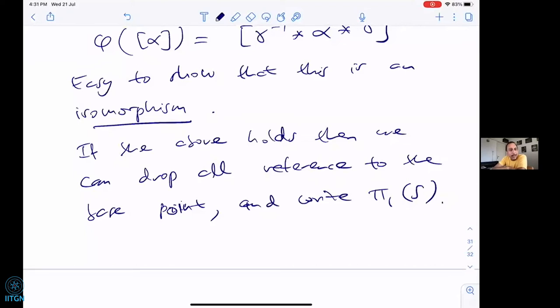Open means the initial and final point is not the same. I'm using open, not in the context of open set. I never said it's an open set. I said open path. An open path just means one that starts at one point and ends at a different point. That's what I mean by open.